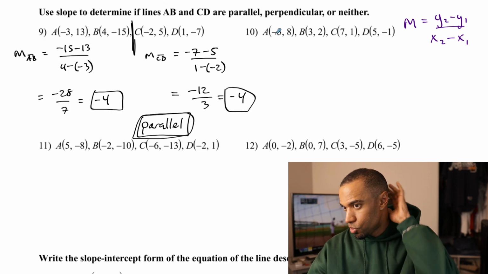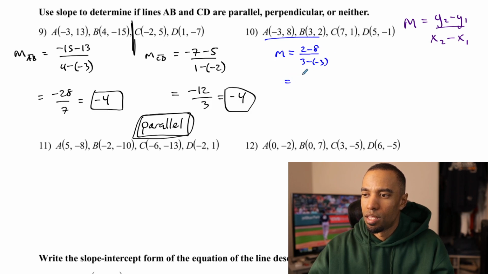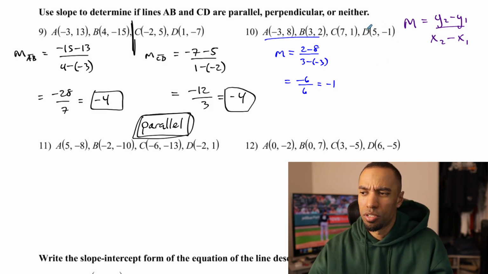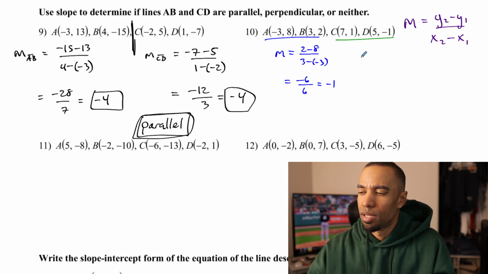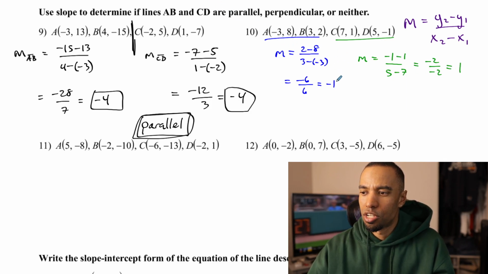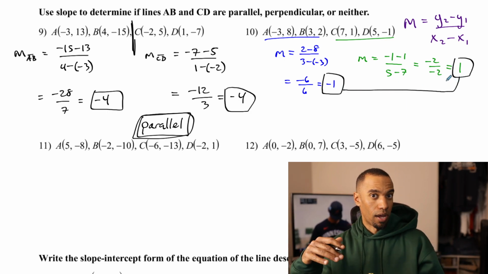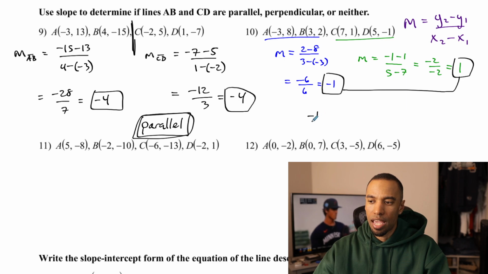So let's try that again. Let's do the slope of this guy right here. 2 minus 8 over 3 minus negative 3. That's going to be negative 6 over positive 6, which is negative 1. You can put negative 1 over 1 if you want to. This guy right here has a slope of negative 1 minus 1 over 5 minus 7, which is negative 2 over negative 2, which is positive 1. Now I have a negative 1 and a positive 1 right here. Now if you keep in mind, negative 1 is negative 1 over positive 1. This is positive 1 over positive 1.